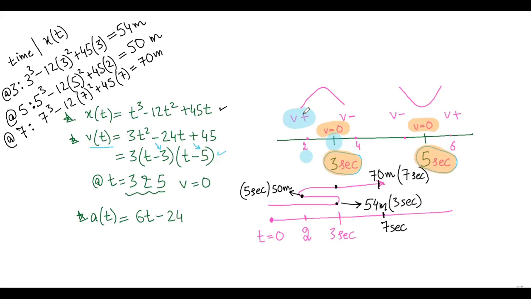Avantika, is it making sense? Yeah. On the right side of t is equal to 3 second, I take a random point like 4. If I put 4 here, 4 minus 3 is positive, 4 minus 5 is negative. So positive into negative is negative. So the velocity function is negative on the right side of 3 second. Is it making sense? Yeah.